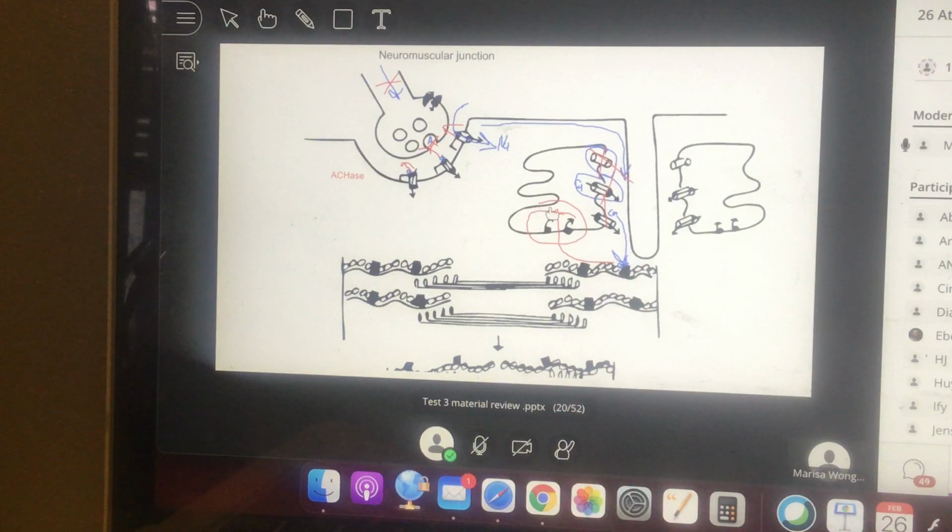So if you didn't have these calcium pumps, or if these calcium pumps weren't working, let's say they've got some kind of mutation in them or some kind of thing that's stopping them from working, what's going to happen to your muscle if these calcium pumps didn't work?